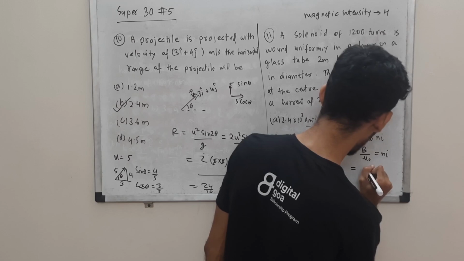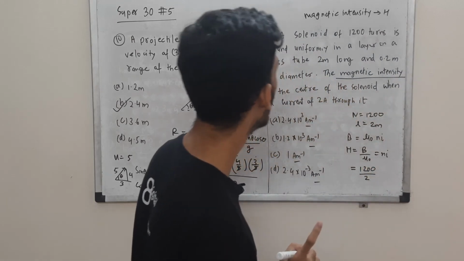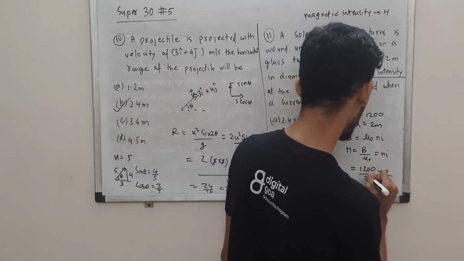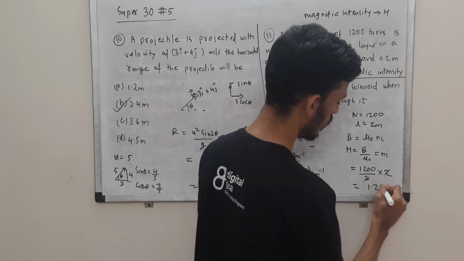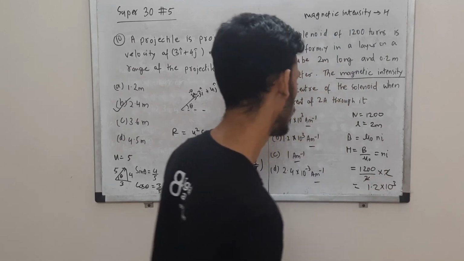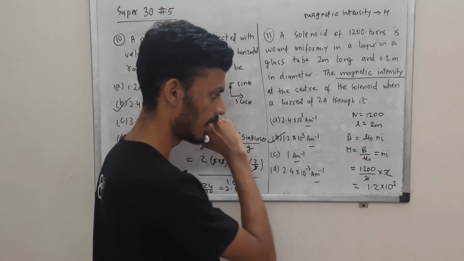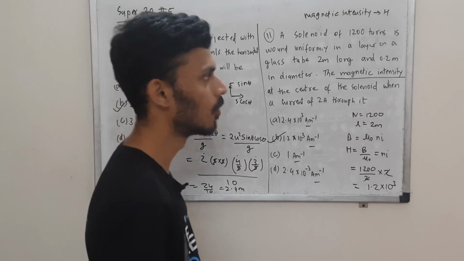Now n, I've told you, is the number of turns per unit length. Fine. And what is the current? Current is 2 amperes. Very fine. So this is 1200 or 1.2 into 10 to the power 3, just a fancy way of writing. So 1, 2, 3, shift the decimal to the left side and raise to that power. So option B is correct. Over to the next question.